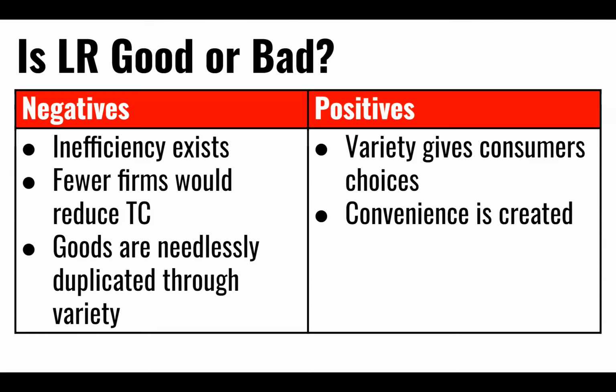So yes, there are inefficiencies. Yes, goods are duplicated. There's lots of variety. There's millions of different hamburgers out there. So in some respects, it's a waste or it's inefficient. But on the other hand, it gives consumers the opportunity to pick whatever product best fits them. So it's sort of a mix of good and bad, just as it's a mix of perfect competition and monopoly.